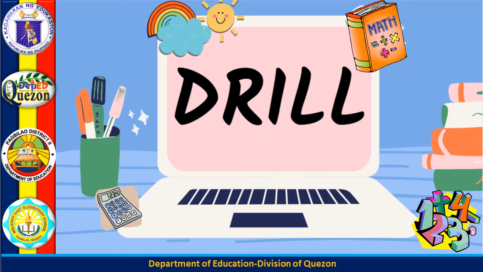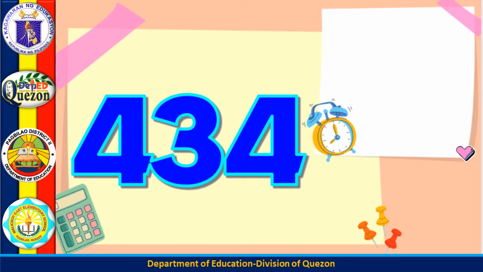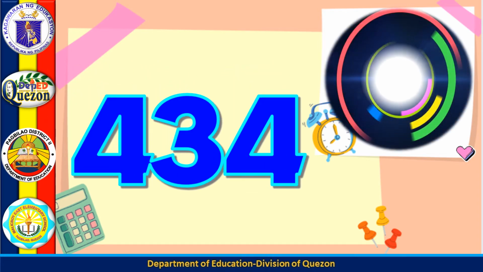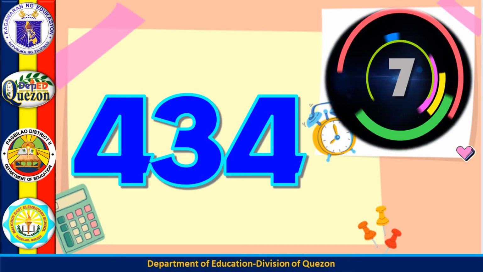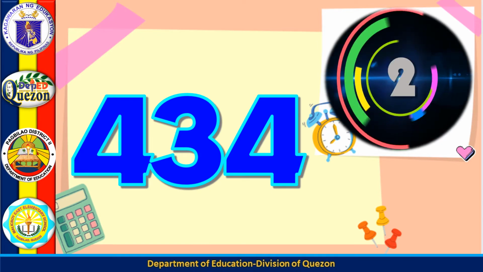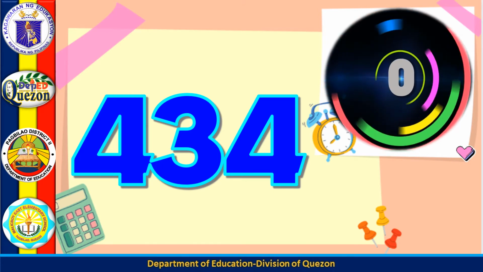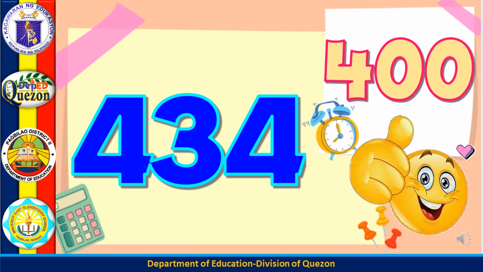Get ready your pen and paper because it's drill time. In 10 seconds, I want you to round off the following numbers to the highest place value. Ready? Let us begin. The first number is 434. The time starts now. 10, 9, 8, 7, 6, 5, 4, 3, 2, 1, 0. Time's up. The answer is 400. Very good.